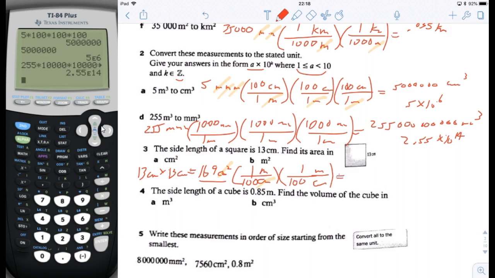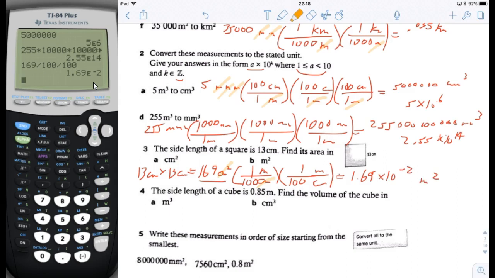So that's going to be 169 divided by 100 divided by 100. 1.69 times 10 to the negative 2. Okay? And that is meters squared.